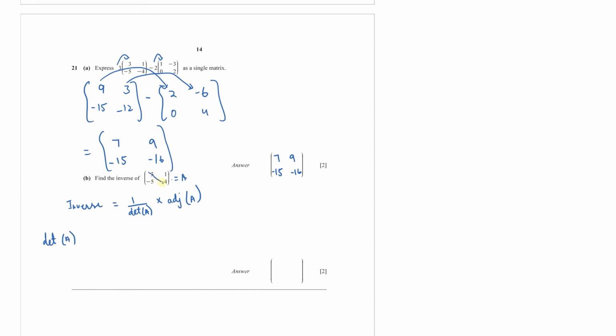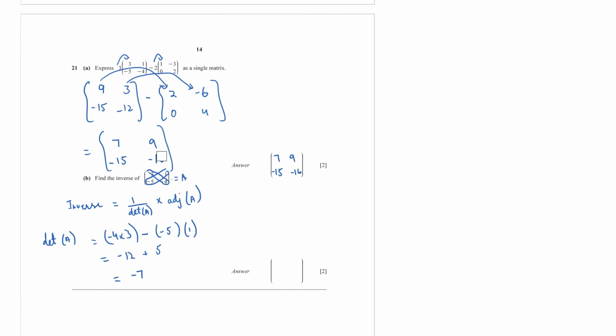You multiply these two values. So this is minus 4 times 3, and you subtract the product of these two values. So this will be minus 5 times 1. So this is minus 12, and this becomes plus 5, which is equals to minus 12 plus 5 would be minus 7.